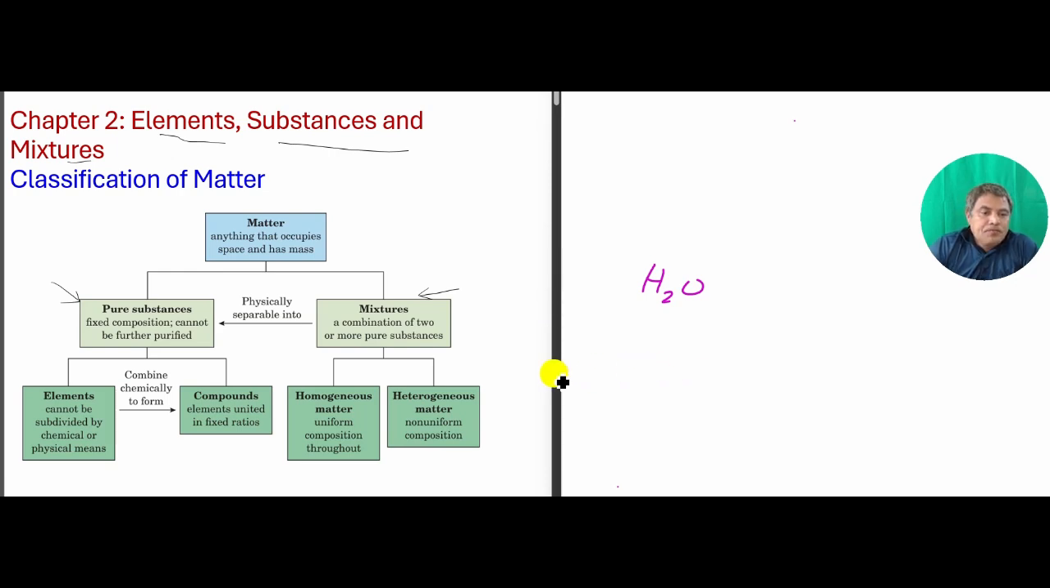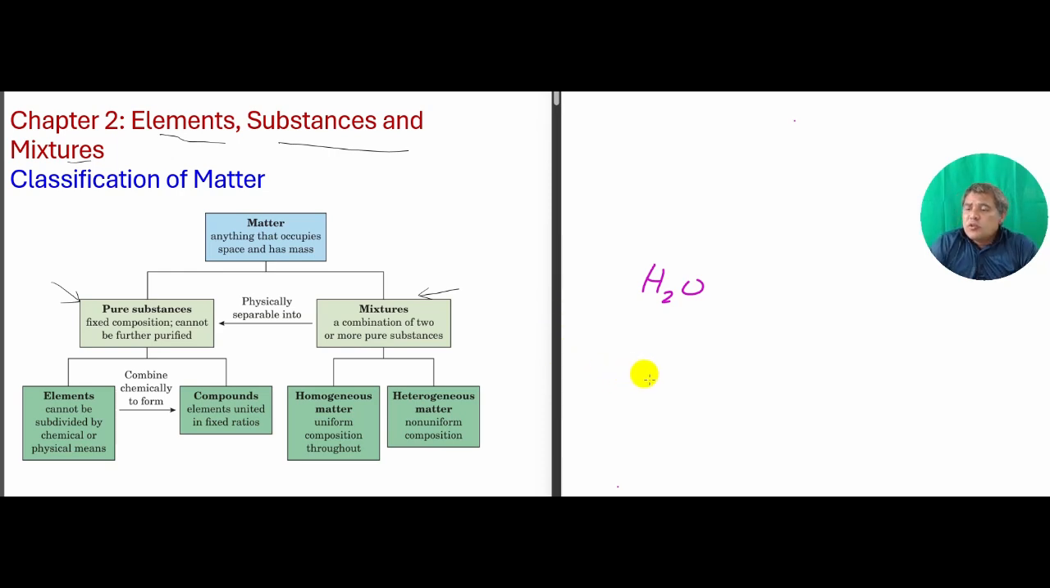Okay, so the general mixture also you could have. For example, you can mix water and oil. However, they are not miscible. Sugar and water, that is also a mixture. Sand and sugar, that is also a mixture. Lots of mixtures. So the mixtures are basically physically separable into pure substances. You can separate the mixture into pure substances if that is a mixture, right?